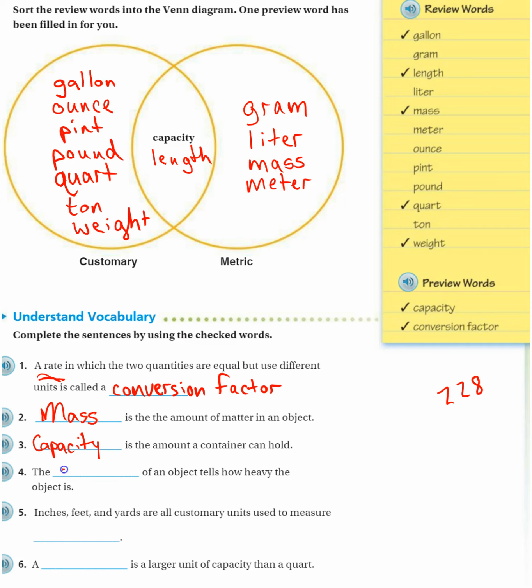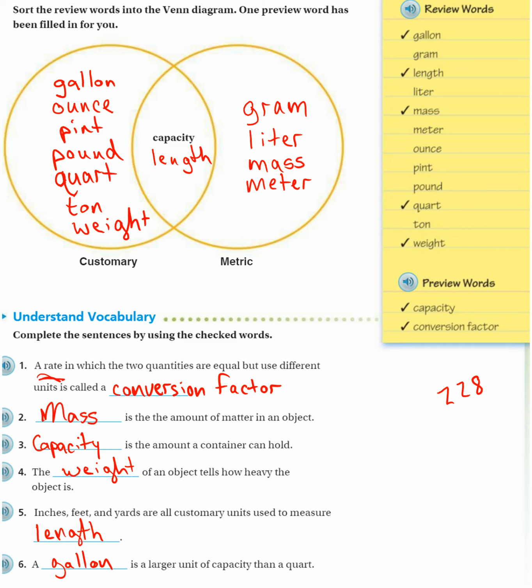Number 4, the weight of an object tells how heavy it is. Inches, feet, and yards are all customary units used to measure length. And a gallon is a larger unit of capacity than a quart. Gallon is bigger. So you can come back to this graphic organizer and these vocab sentences to help you solve problems later in the book.